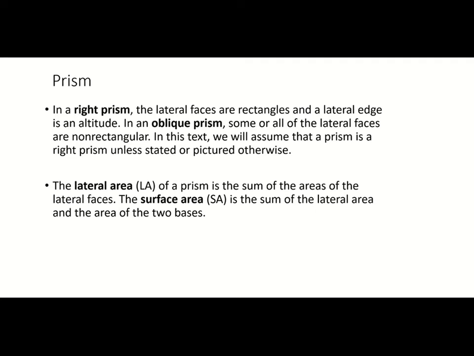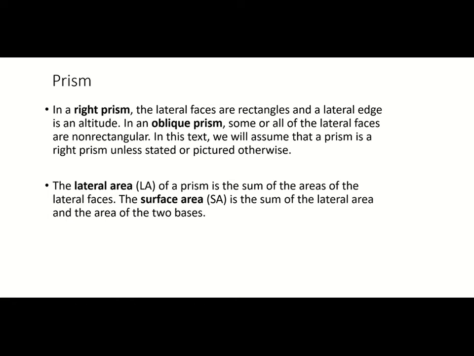All right, when you have a right prism, which is all that we're going to deal with in this section other than just mention oblique prisms, the lateral faces are always rectangles. So the lateral edge is the altitude, and those lateral faces will be parallel to each other, the bases will be parallel to each other. In an oblique prism, some of the lateral faces are not rectangular. And again, we will always, in this chapter, work with right prisms, not oblique prisms. That's another section, and we're not going to deal with that in this course.